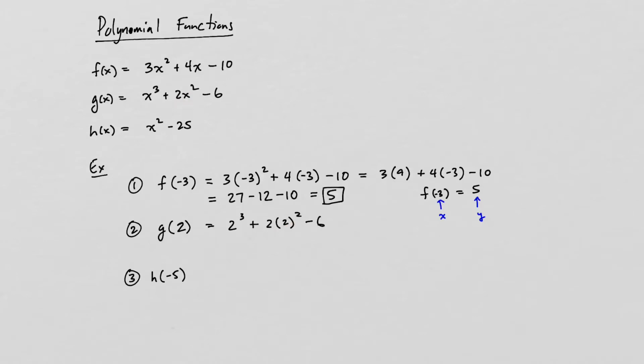Again, order of operation, do the exponents first. 2 to the third power is 8 plus 2 times, and 2 squared is 4. And so this becomes 8 plus 8 minus 6, which is equal to 10.